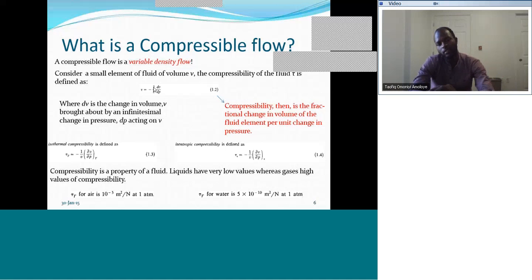As we know from intuition, the compressibility of liquids is very low as compared to that of gases.